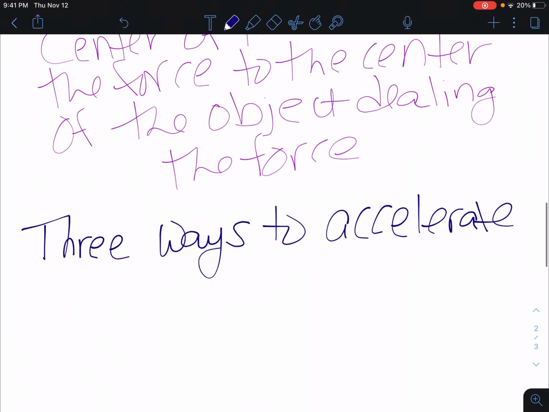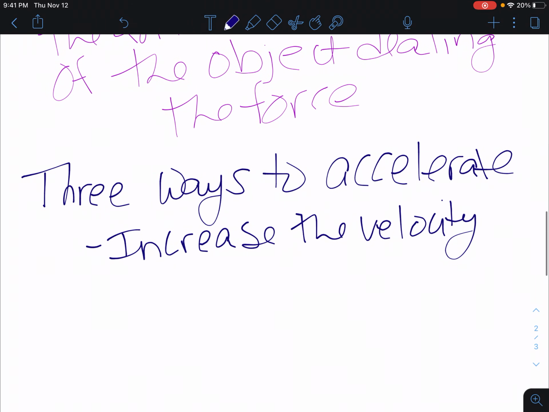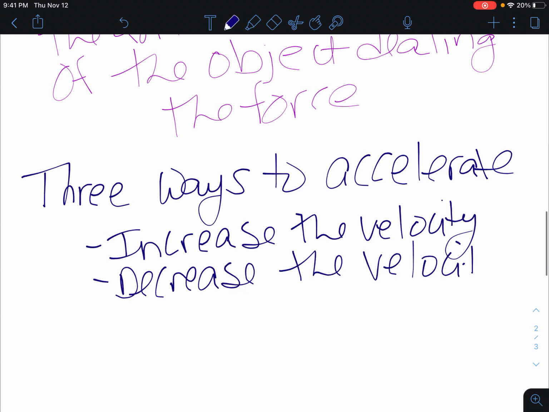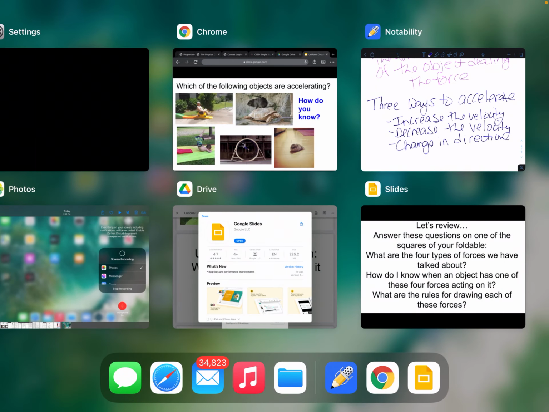3 ways to accelerate. The first one is to increase your velocity, so it's speeding up. The second one is to decrease the velocity, so slowing down. And the last one is to change direction. So when we talk about circular motion, this change in direction is going to come up quite a bit. All right, let me go back here.